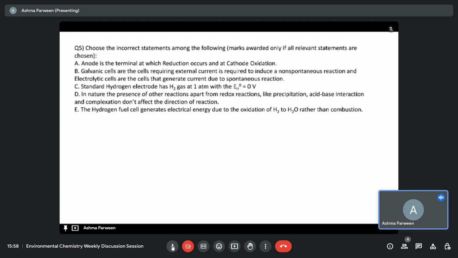So these are the five statements which have been given, and we have to find out which of the following are incorrect. I'll give you 5 minutes because there are five statements. Just read the statements and think about it. It was in the lecture slides. Find out which was the incorrect statement and write your answer in the chat box.